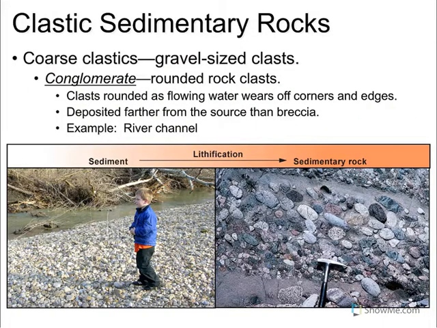On the other hand, if it's rounded, gravel-sized pieces, if you take a look at the picture on the left, we've got these nice rounded pieces. When it's lithified, you can see it's definitely nice and well-rounded here. That well-rounded rock we call conglomerate. This is telling me that this material has traveled in the river. All of those highly angular edges have broken off. So it started out as a breccia. As it traveled down the river and hit the sides of the river, the bottom of the river, and other rocks, those big angles have knocked off over time, making it nice and well-rounded.